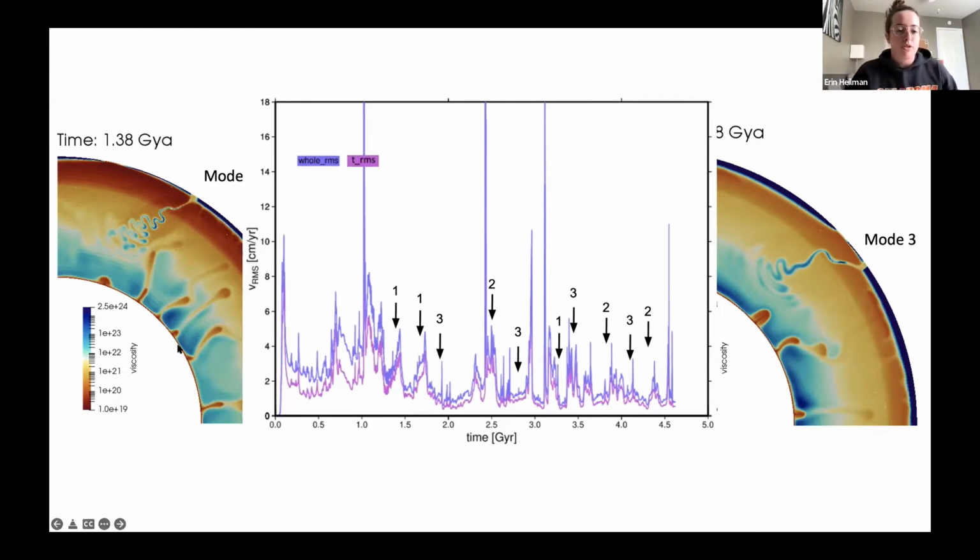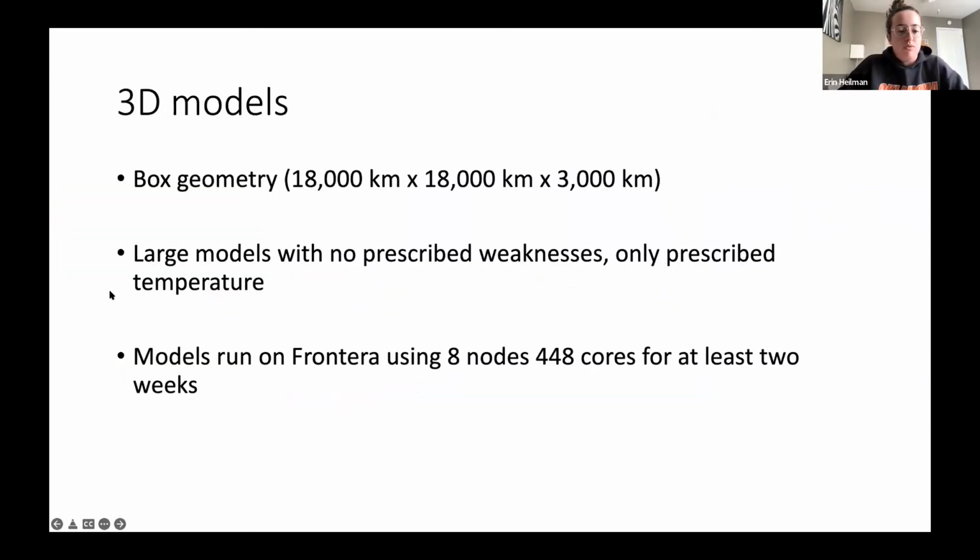So those were interesting things we saw from 2D models, and we decided then to move on to 3D to look at what's happening on the surface instead of just in the mantle. For the 3D models that we made, we're using a box geometry for now. It is a large model space to keep a 6:1 aspect ratio while keeping the core to mantle boundary depth. So they are large models. There are no prescribed weaknesses when we start the models. It's only a prescribed temperature at the top, and then the mantle temperature is also prescribed.